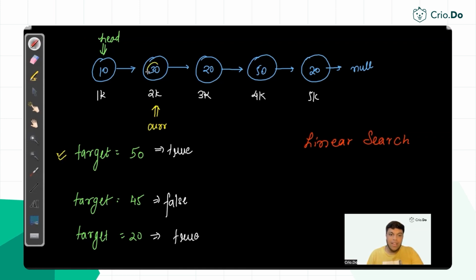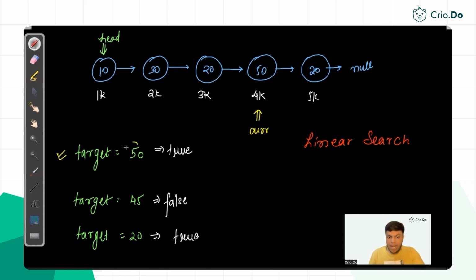Again, ask the same thing. Is 2000.data, that is current.data, equal to the target 50? No. Again, current equals current.next, which is 3000. Is current.data equal to target? Again, no. The target is 50, but the node is 20. Go to the next node. As soon as I go to the next node, 4000.data, or current.data, will be equal to the target 50. So yes, we can return true.